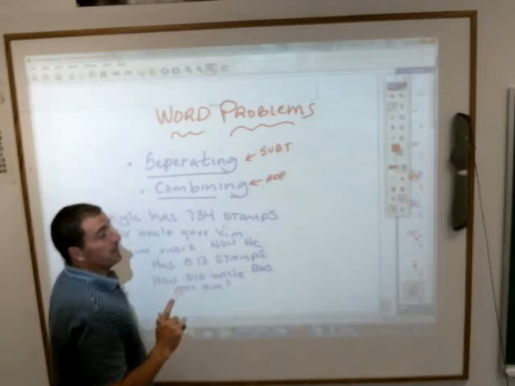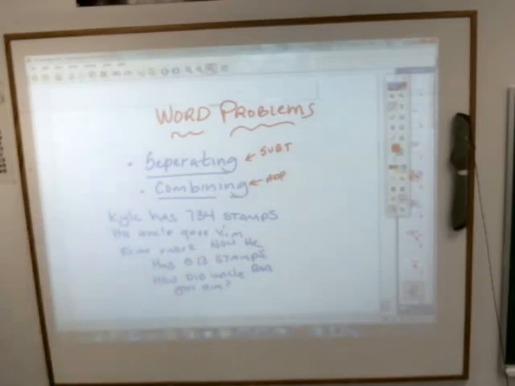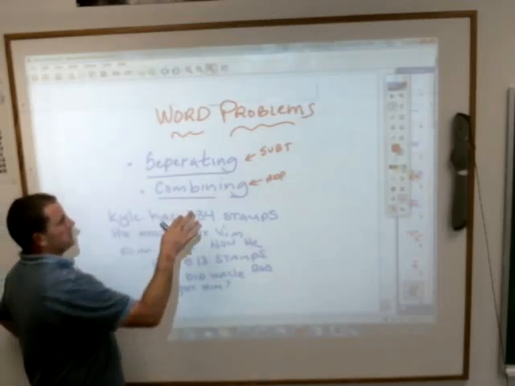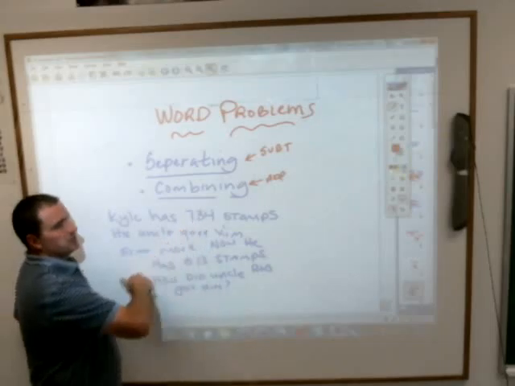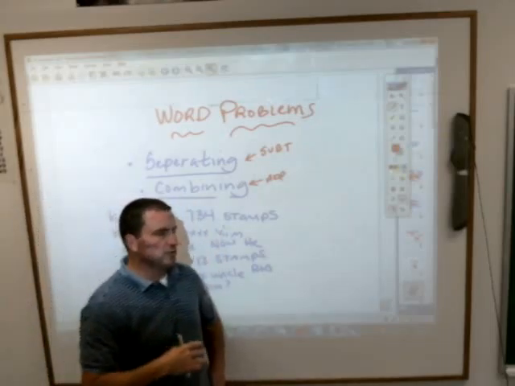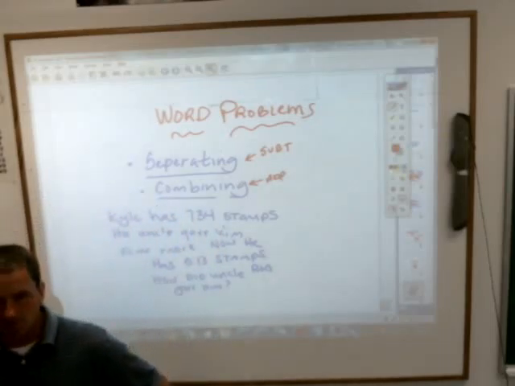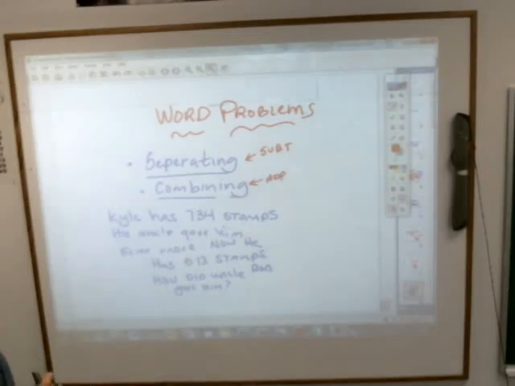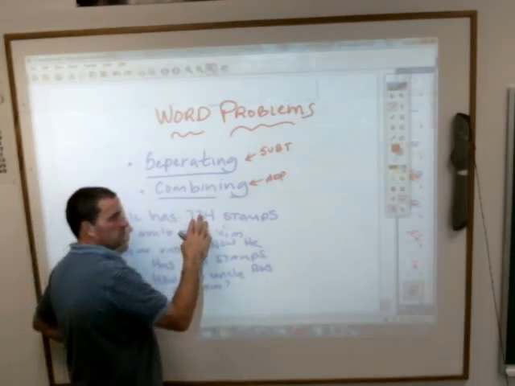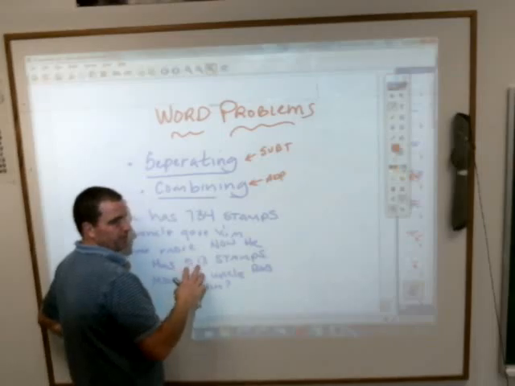Okay. Now, just because it's that type of problem doesn't mean that's what you do to solve the problem. Well, that's the thing you have to get here. This one here, are you separating his 734 stamps into two different things, old and new, or are you combining something with there? Eli? You're combining what? The ones he had with the ones his uncle gave him, right?